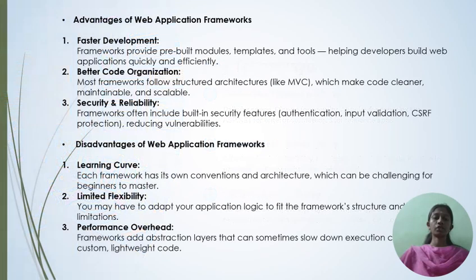Features of web application framework. Web frameworks help developers build web applications faster, safer, and more efficiently. They come with ready-made tools, templates, and libraries that reduce manual coding, for faster development. Frameworks like Django and Ruby on Rails offer built-in modules and templates, helping developers create apps quickly without starting from scratch. Better code organization. Most follow MVC architecture, which keeps code clean, structured, and easier to maintain.